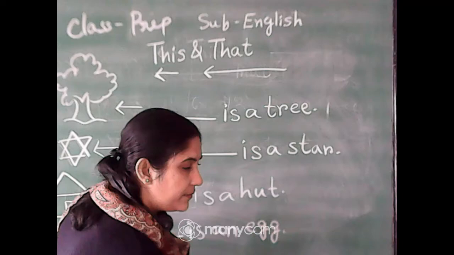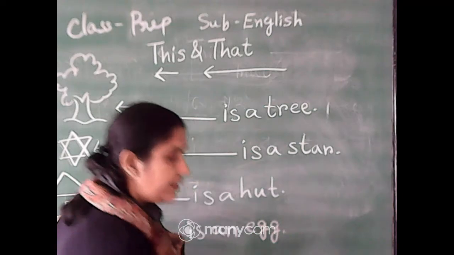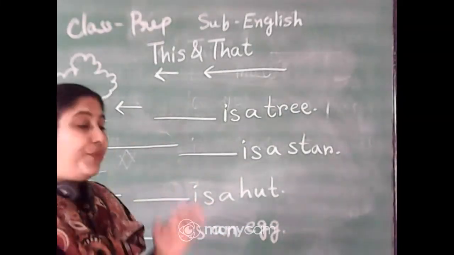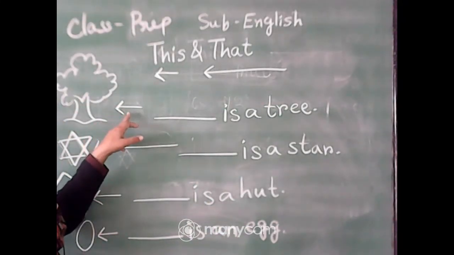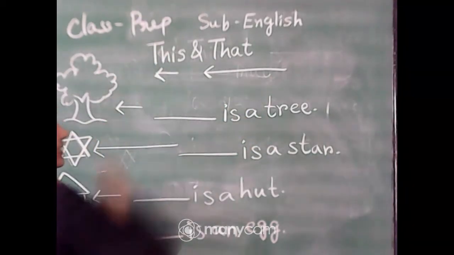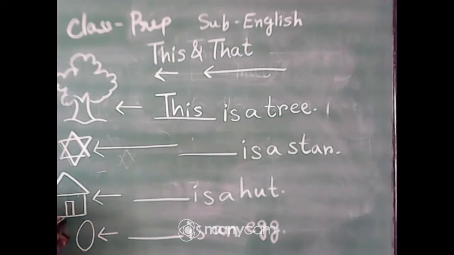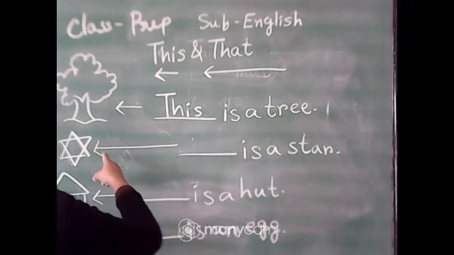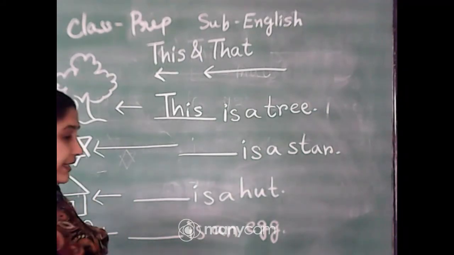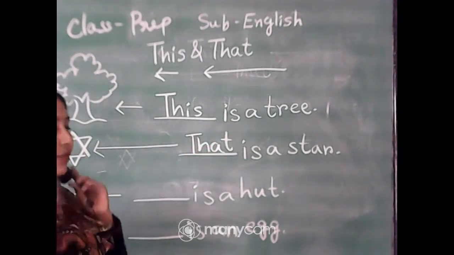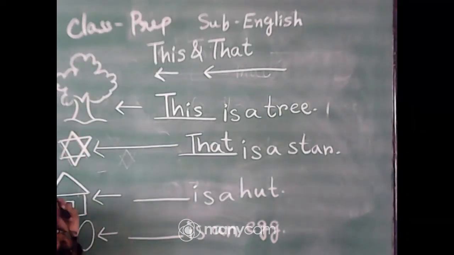This is a heart. And another, there is an egg. Yummy, yummy egg. So what you will put? A small arrow, then you will put dash is an egg. It is a small arrow, that means this is an egg.